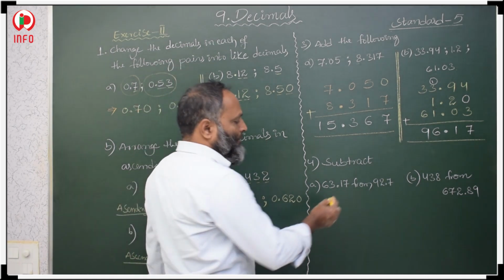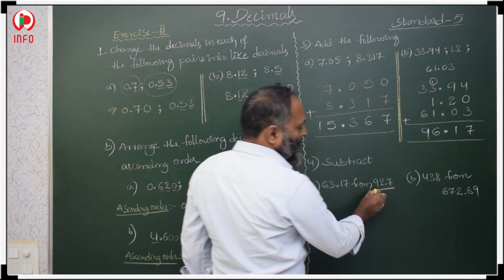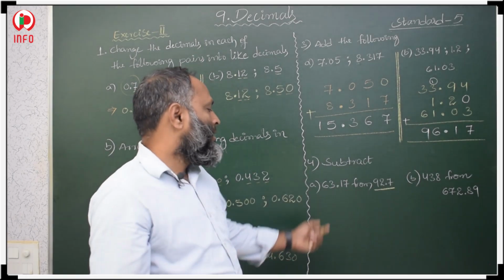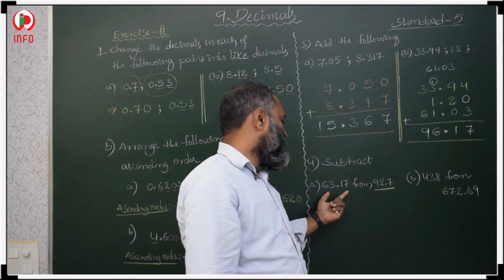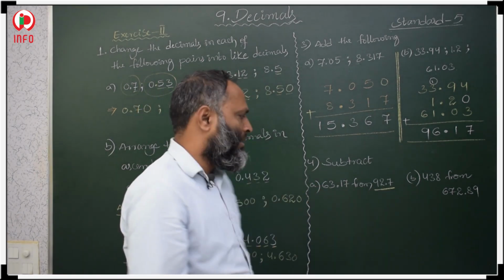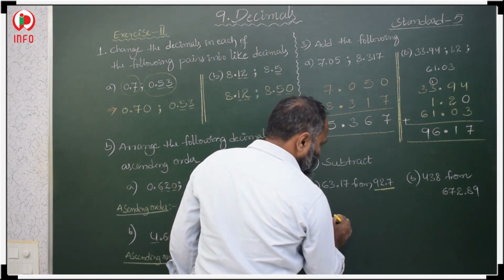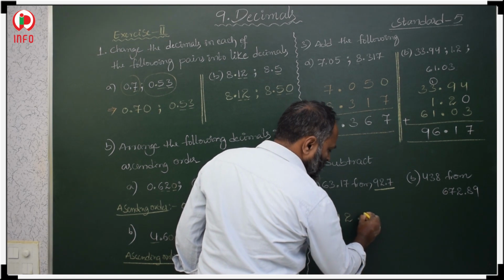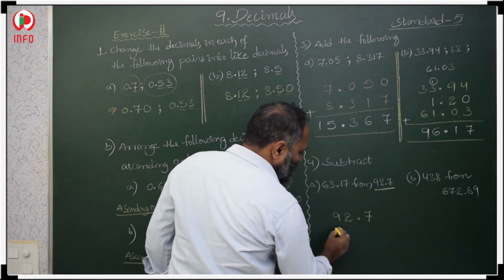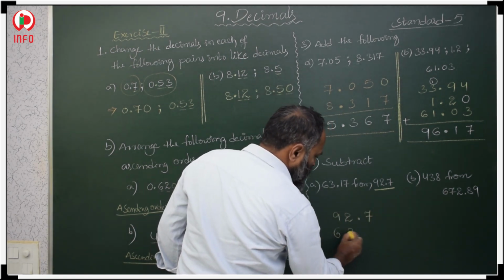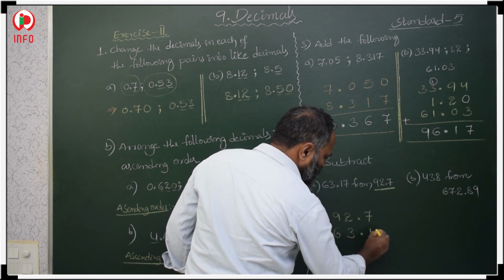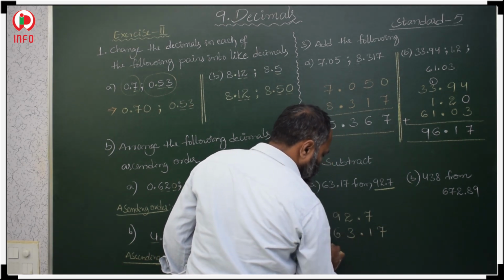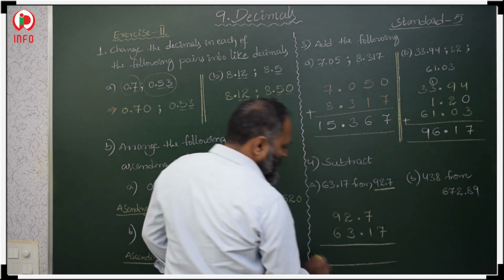Okay. Now, subtract from. From means from the number we should take this 92.7. From this number we should subtract 63.17. So from 92.7 we should subtract 63.17. Now subtract.